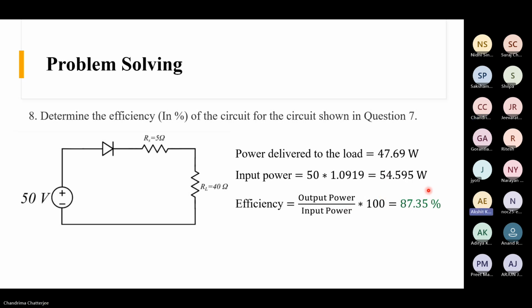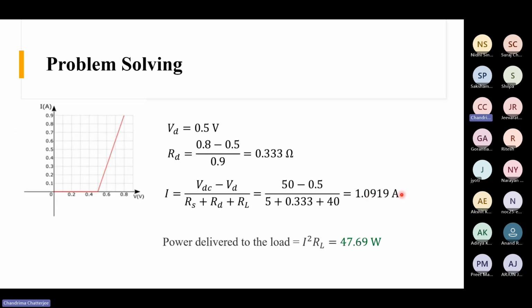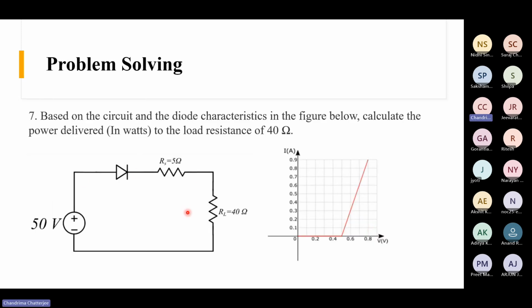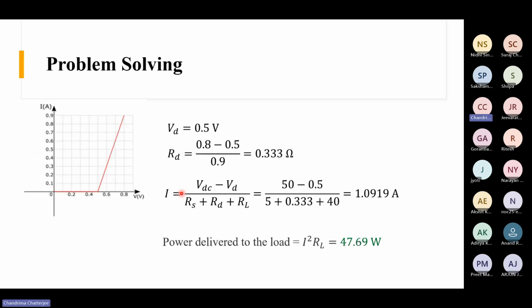Ma'am, 1.0919 is the current value. Yeah, this is the current value that we already calculated. And all these things are in series, right? So the current through the diode, the current through this resistance, and the current through this resistance, the current flowing through all these components will be the same, right? Because they are all in series. So that's why I have just added all these resistances.